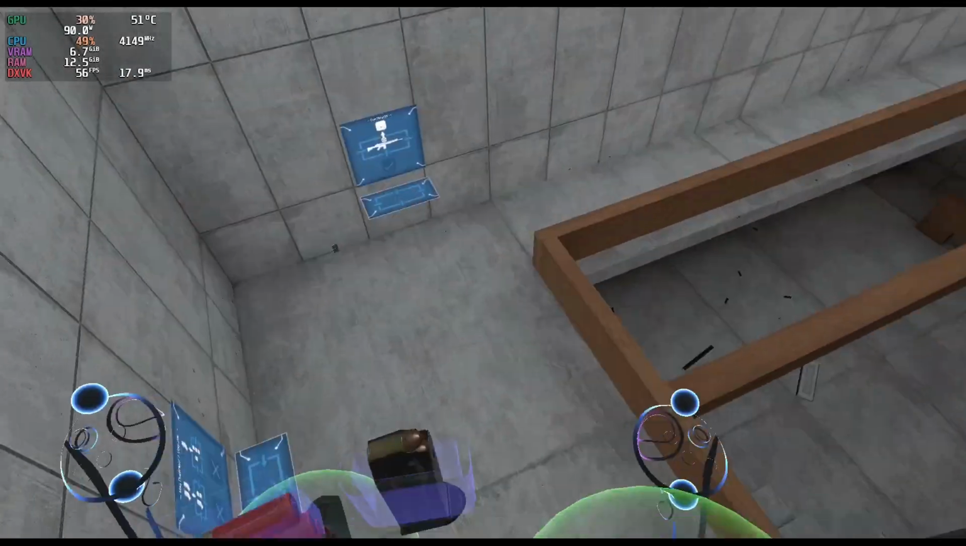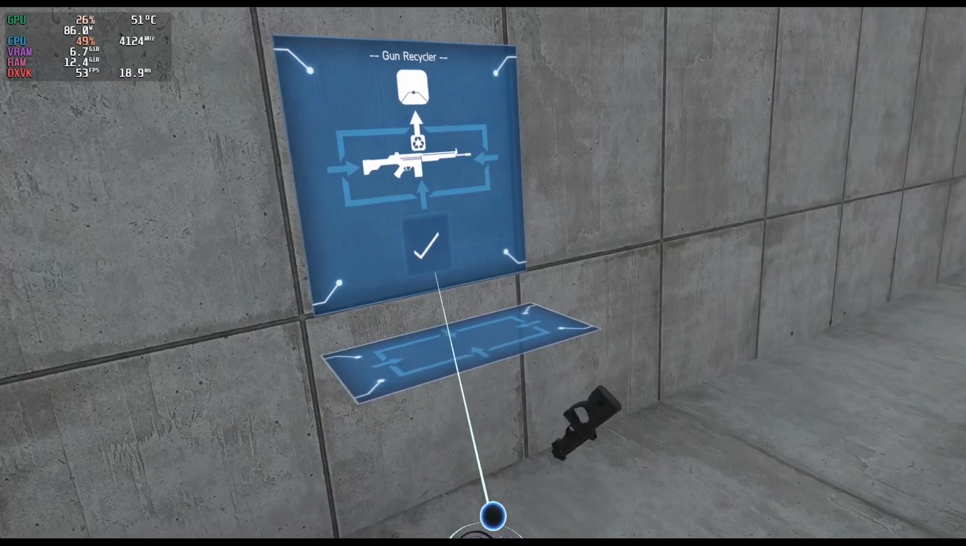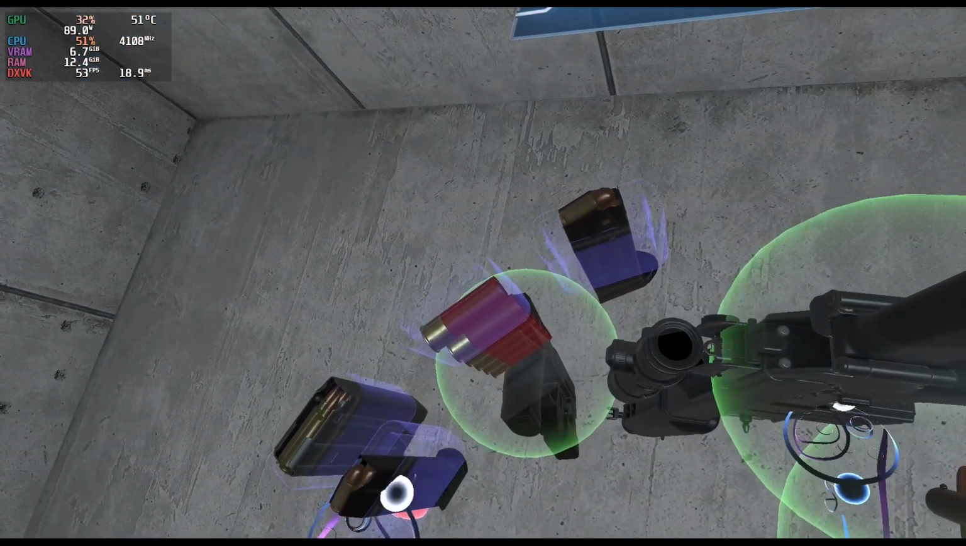Override token found. Override token found.